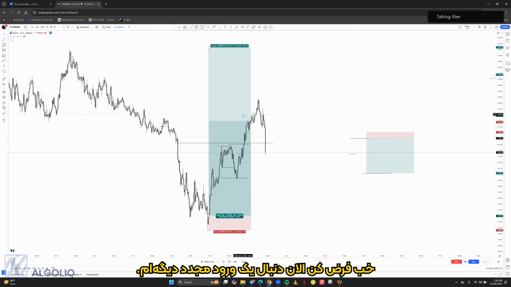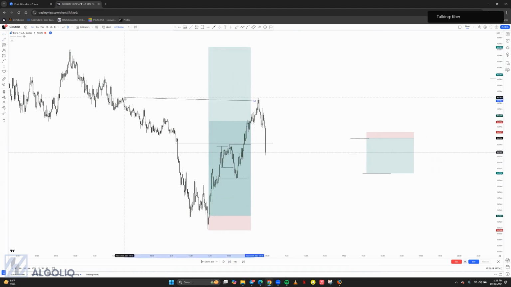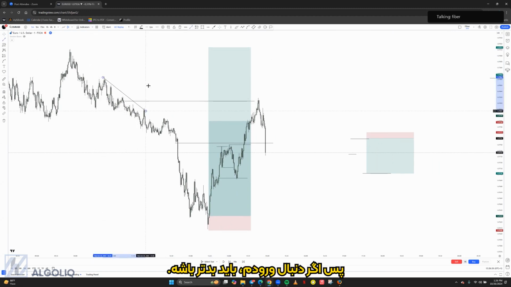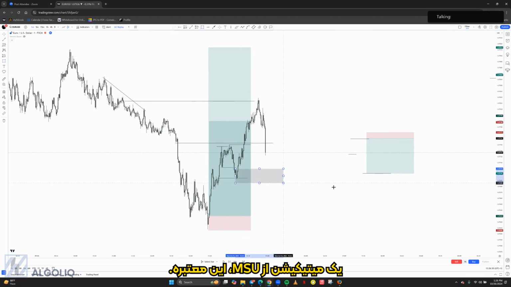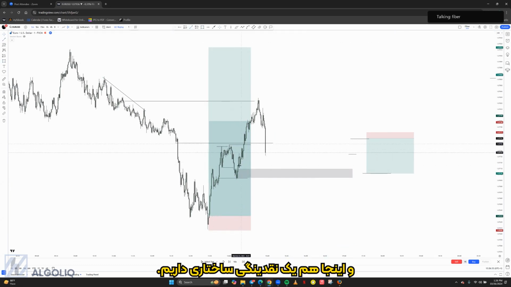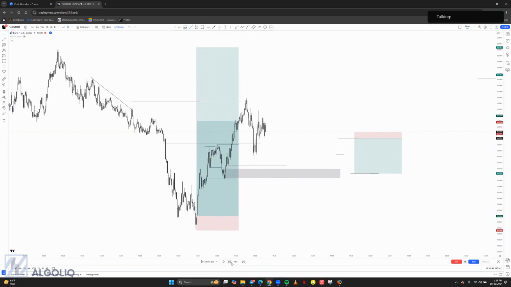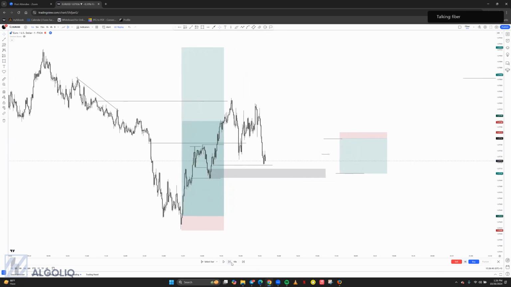Let's say I'm looking for another re-entry now. This high, is it coming from a liquidity level? I won't consider this as a liquidity level because we still have stages of build up above. So if I'm looking for the entry, it has to be a mitigation of an MSU. This is valid, and also we have a structural liquidity right here, so I might look for a re-entry right here.